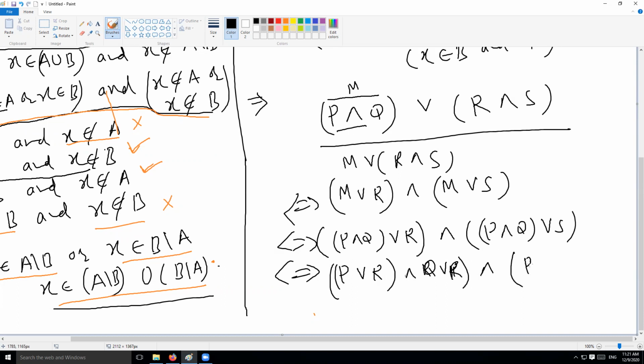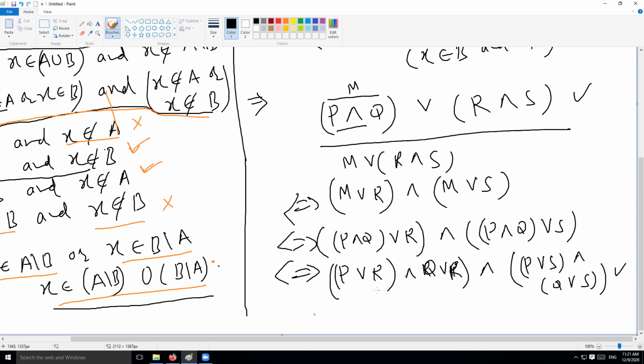Similarly, PRS and QRS actually. This is what is going to happen. So in other words, this entire statement is equivalent to this.